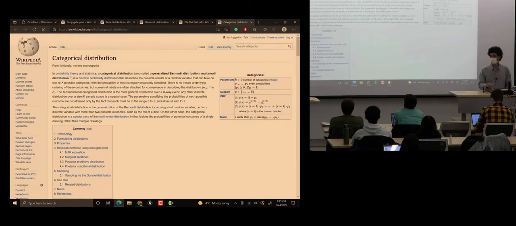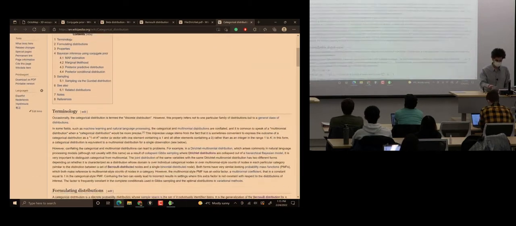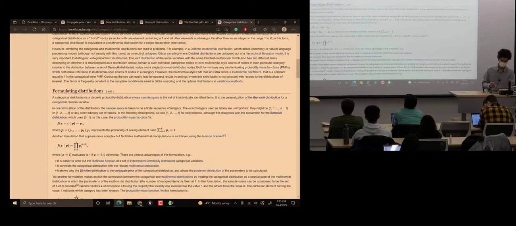The categorical is the generalization of the Bernoulli distribution. So in this scenario, instead of two probabilities of p and 1 minus p, we have k probabilities, but such that some of them will add up to 1. Right? So it's a discrete probability. It needs to add up to 1.